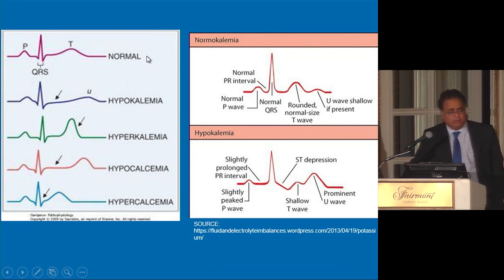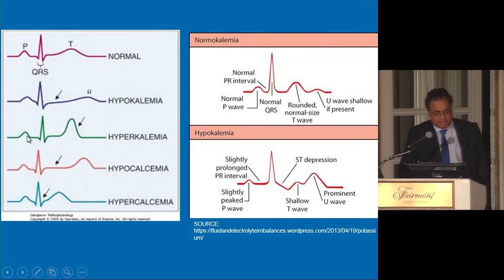This is the normal electrocardiogram. Patients with hypokalemia, you're starting to see this flattening here and this U wave. In hyperkalemia, you're seeing the peaked T wave and maybe a little bit of flattening of the P wave here.